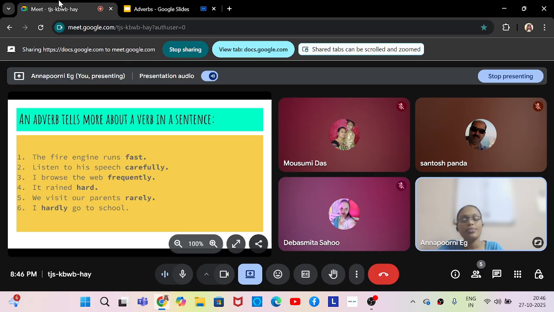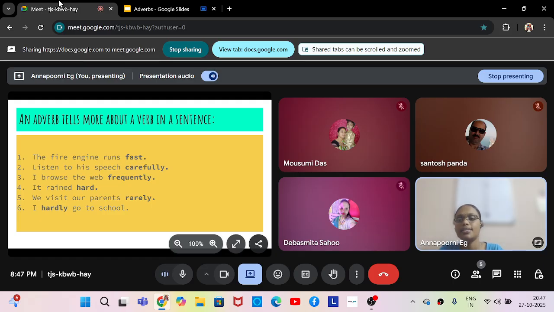Next one, I browse the web frequently. Browsing means to search. We search a lot of things on the internet, right? So I browse the web frequently. Frequently means often. Frequently and often mean the same. Often, frequently, regularly, all these mean the same.